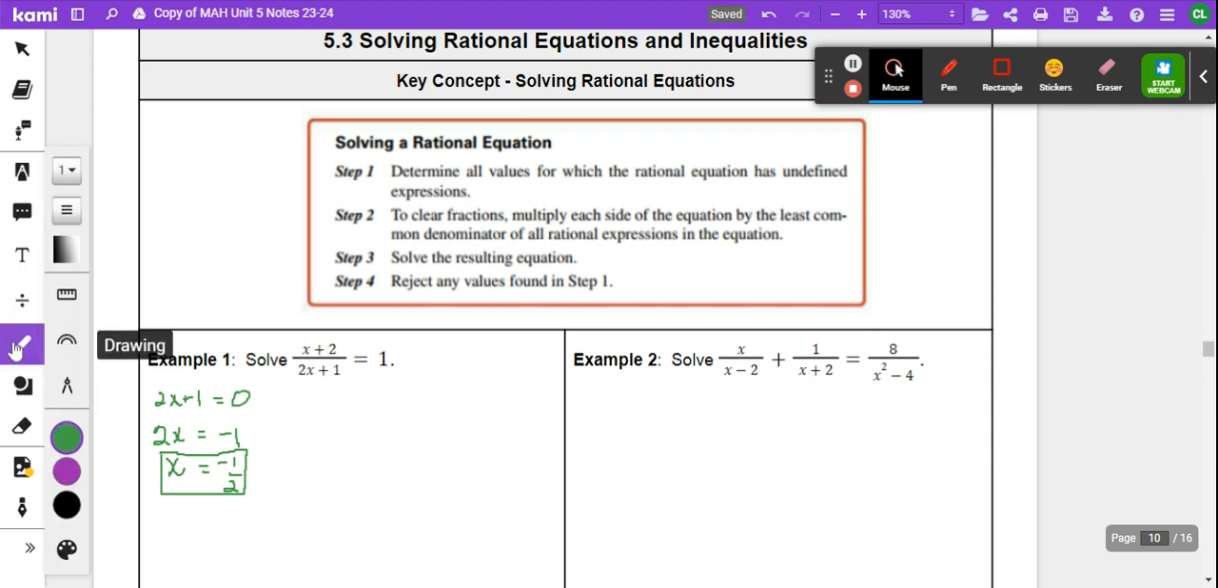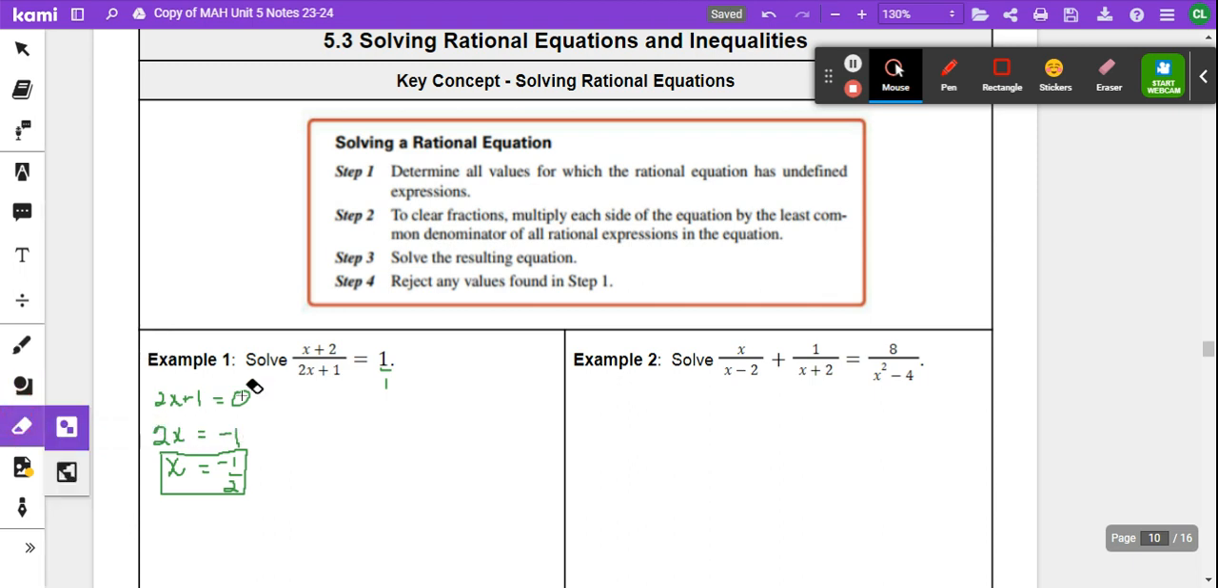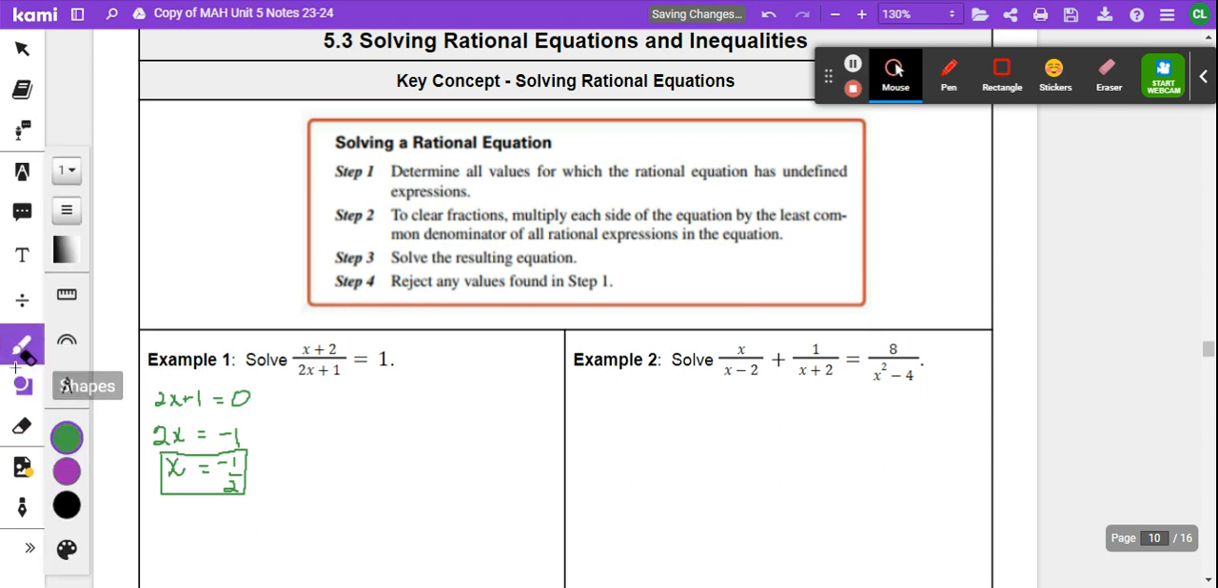Step 2, we want to clear the fraction. To clear the fraction, we want to multiply by the least common denominator of the expressions. Well, this one's pretty easy. 1 is over 1. So the lowest common denominator is going to be 2x plus 1. So I'm going to change the color here. Now I'm going to have to multiply both sides. Okay, this is step 2. So I'm going to multiply by 2x plus 1. Now, because it's an equation, what I do to one side, I do to the other. Now, why did we do this?